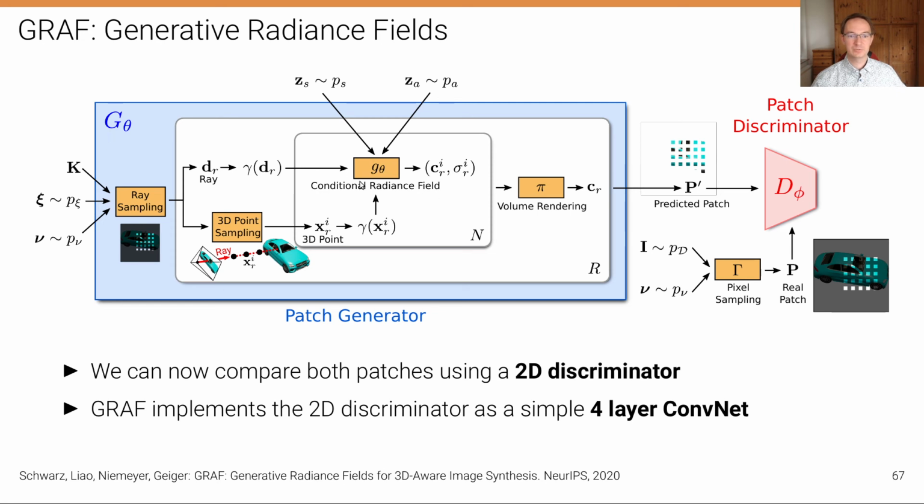You can see blue is the generator of the generative adversarial network, and red is the discriminator. The discriminator is a 2D convnet similar to standard GANs, but the generator is generating a 3D structure that's rendered into an image, or more specifically into this little patch that the discriminator tries to discriminate from real patches.